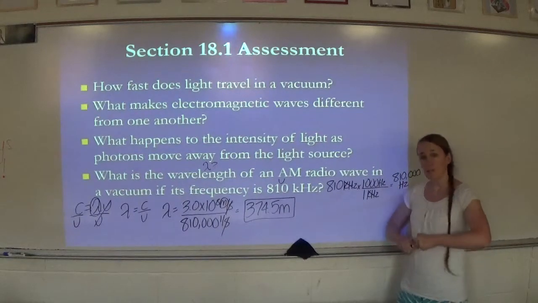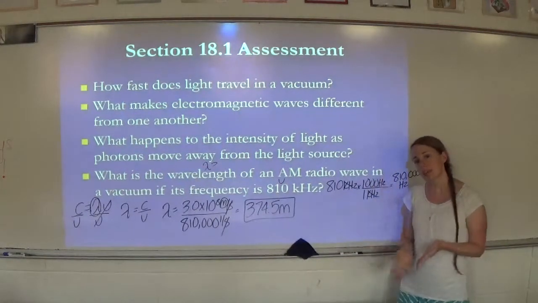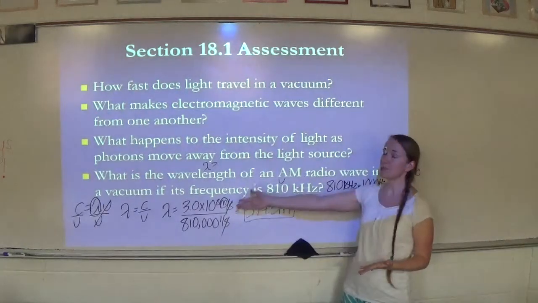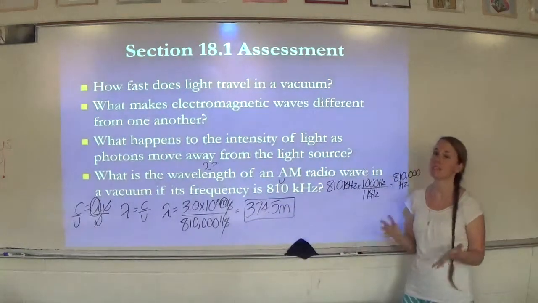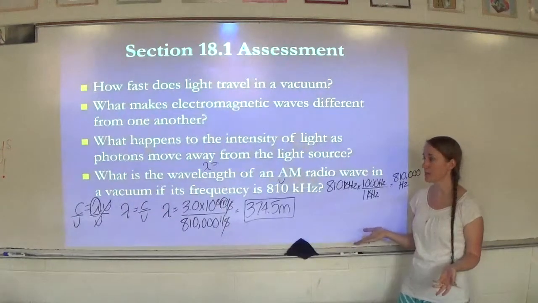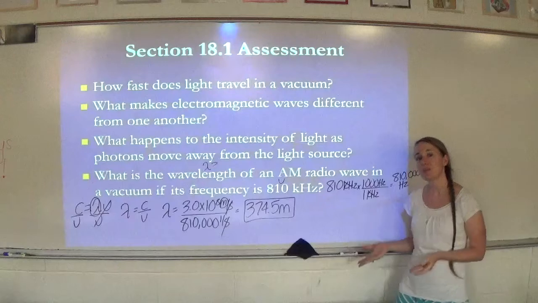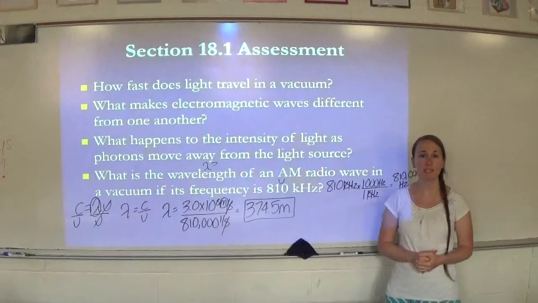The c equals lambda nu formula is really the same as speed equals lambda nu. It's just that in this case, we know the speed of all electromagnetic radiation is the same as the speed of light, which is 3.0 times 10 to the 8 meters per second. So hopefully you understand a little bit more about electromagnetic waves and how to calculate frequency and wavelength.